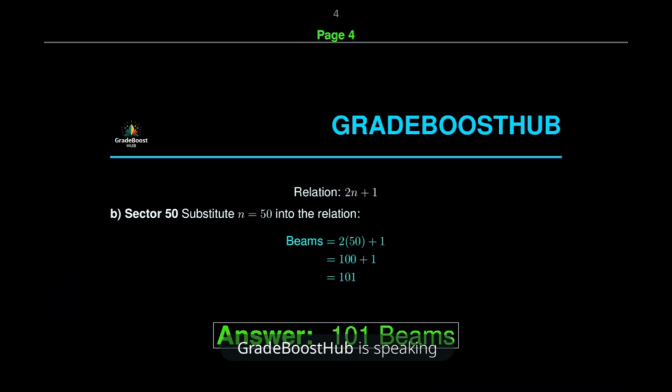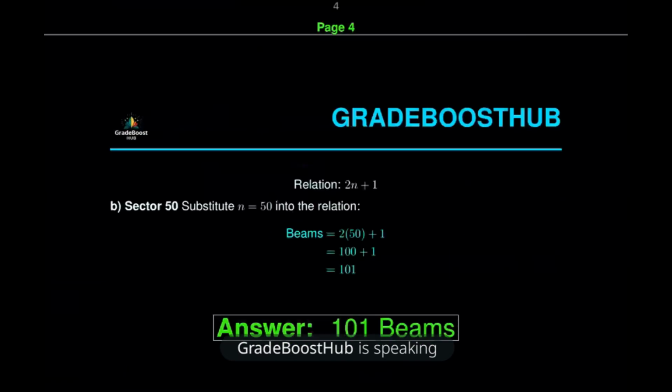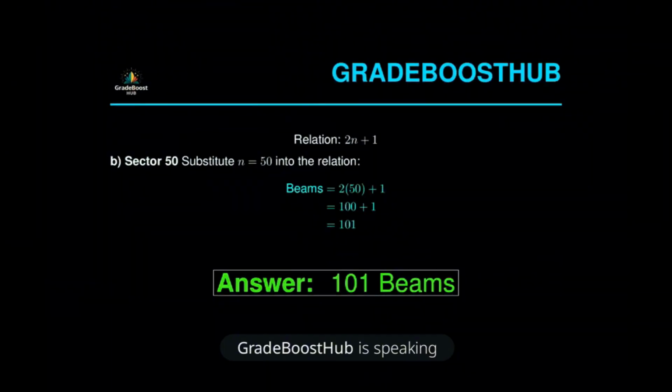Part B of the question asks how many beams will be in sector 50. In sector 50, just put n equals 50 in our existing relation of 2n plus 1, and as we put it, we will get 101 beams. So it will be quite a hectic task for Agent X.